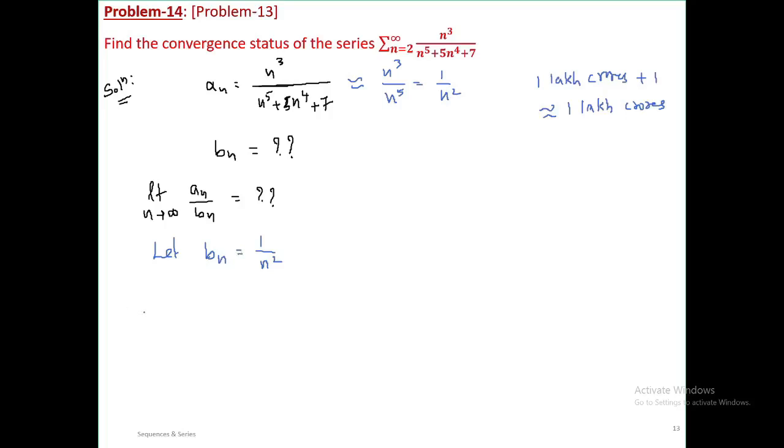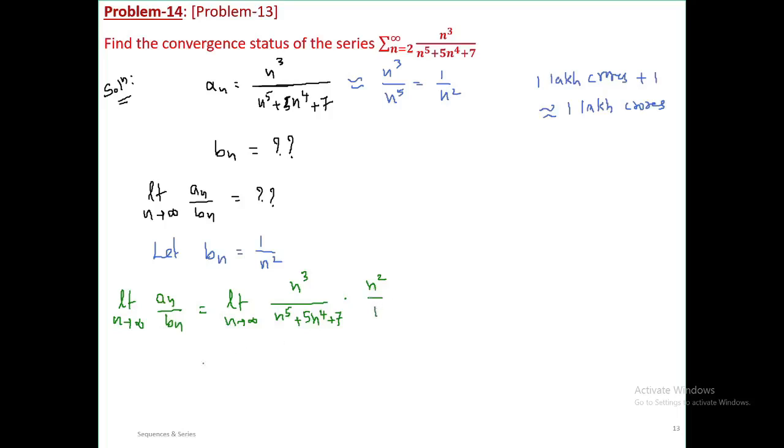Then everything goes smoothly. Then you find the limit of the ratio. Limit as n tends to infinity of an by bn, that value I want. So this is the limit as n becomes large of an by bn. What is an now? It is n cube upon n raised 5 plus 5 times n raised 4 plus 7, into bn, so n square by 1.